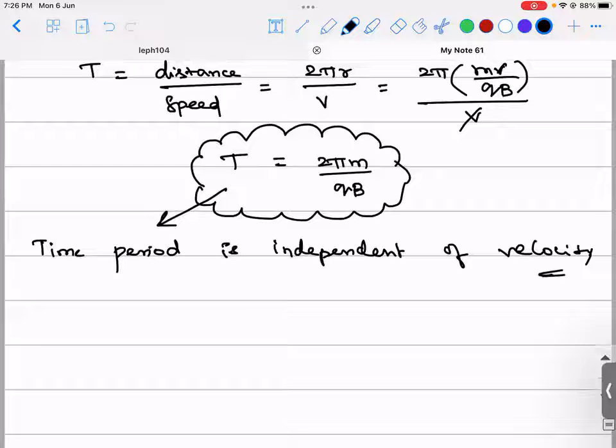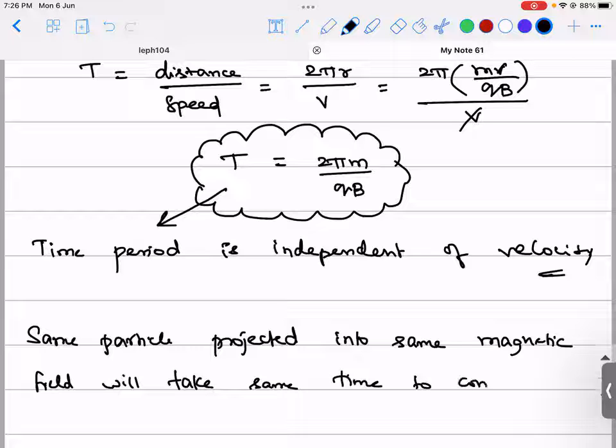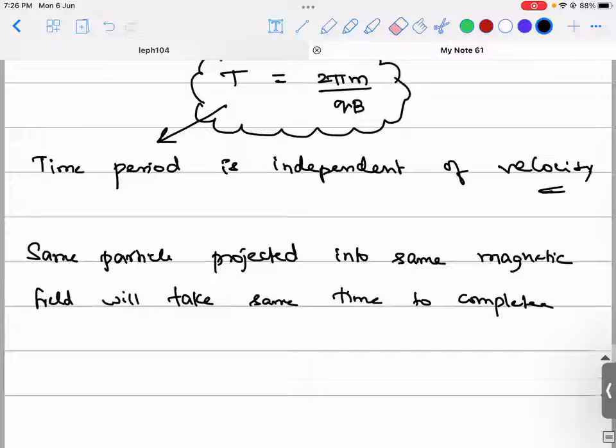I repeat, the same particle projected into the same magnetic field will take the same time to complete a revolution.